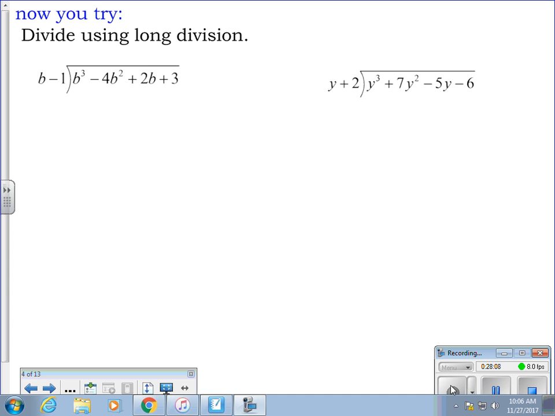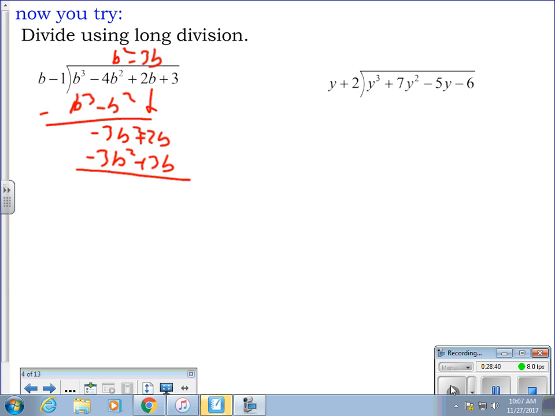So b goes into b cubed, b squared times. B squared times b minus 1 is b cubed minus b squared. I subtract. Negative 4b squared minus b squared gives me negative 3b squared. Bring down the 2b. B goes into negative 3b squared, negative 3b times. Negative 3b times b is negative 3b squared. Negative 3b times negative 1 is plus 3b. Subtract. 2b minus 3b is negative b.